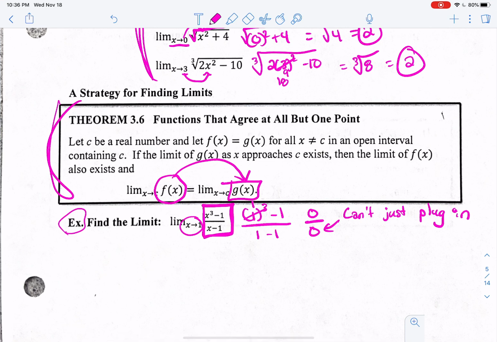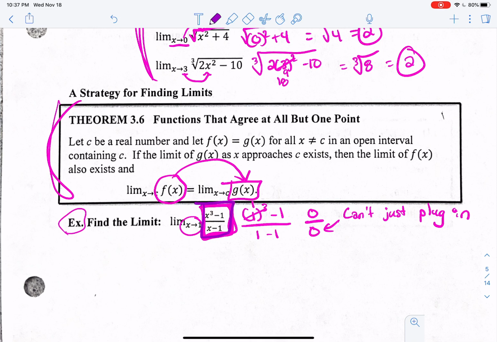So if this is my f of x, this x cubed minus 1 over x minus 1, I want to try to change him somehow, some way to make him a new function that's equivalent to the old one, so that I am allowed to plug that in. Well, this f of x, when it's listed as a fraction like this, all this means is division, right? We're taking the top one and dividing by the bottom one.